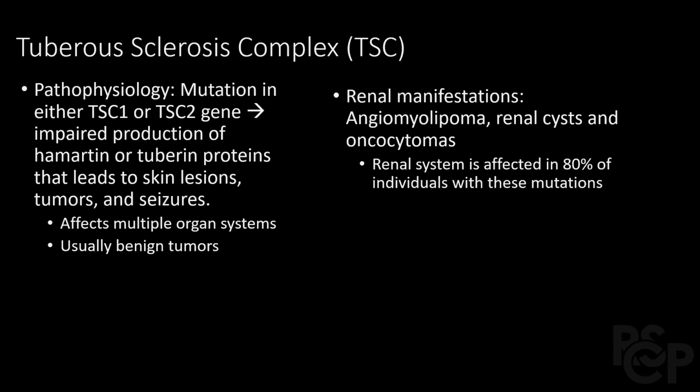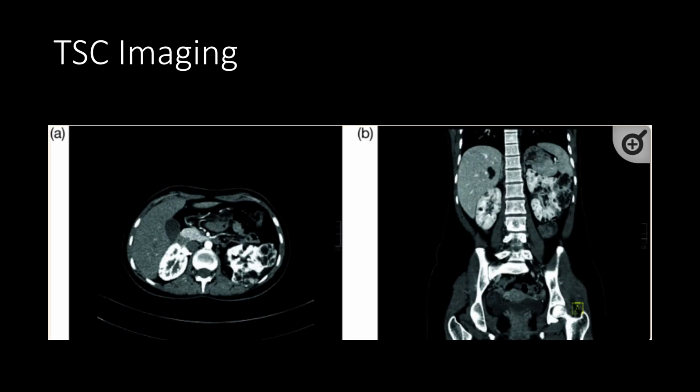Tuberous sclerosis complex is a mutation in either the TSC1 or TSC2 genes that leads to an impaired production of hamartin or tuberin proteins, and this leads to skin lesions, tumors that are benign or malignant, and seizures. It affects multiple organ systems. 80% of patients present with renal manifestations, as well as 90% with cardiac manifestations and cutaneous findings.